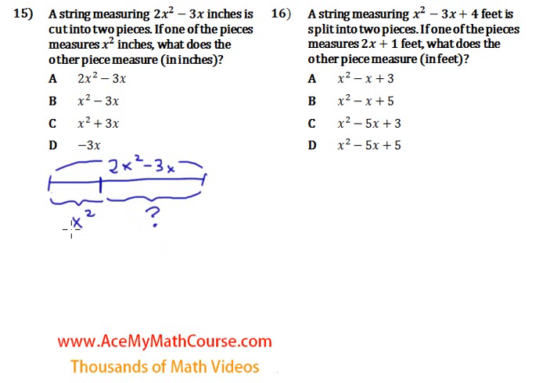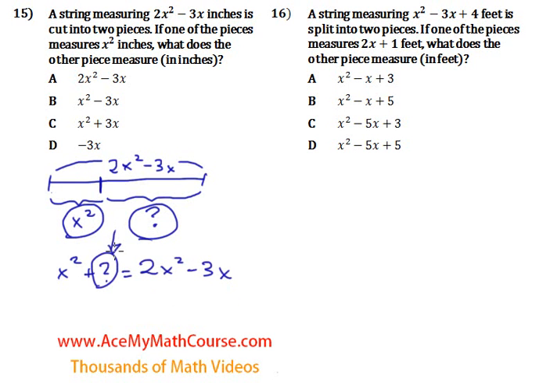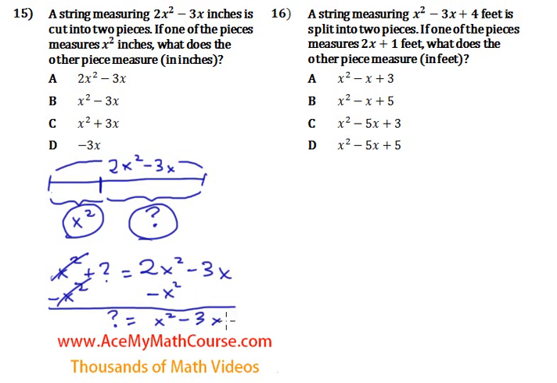But we do know that if we were to add the two pieces together, we would get the total, which is 2x squared minus 3x. So let's just solve for the question mark. And to do that, we're just going to have to subtract x squared from both sides of the equation. So question mark will be equal to 2x squared minus x squared, which is just x squared. And the minus 3x just comes down, and this is what the other piece measures. So just x squared minus 3x. So the answer is B.